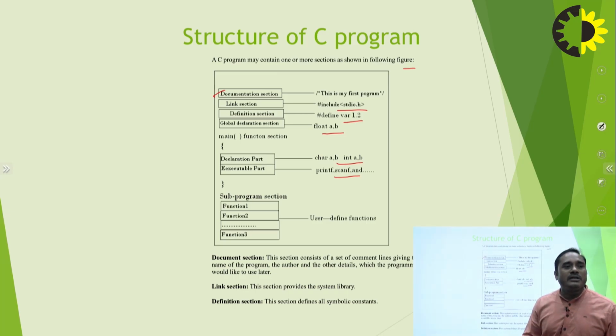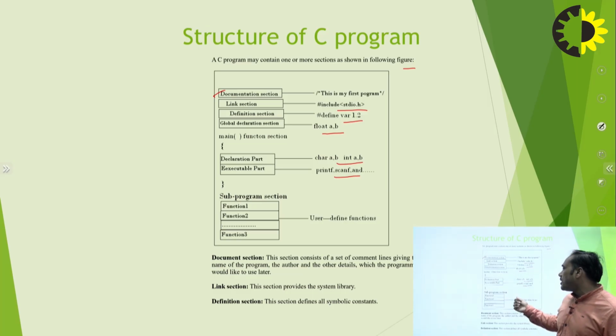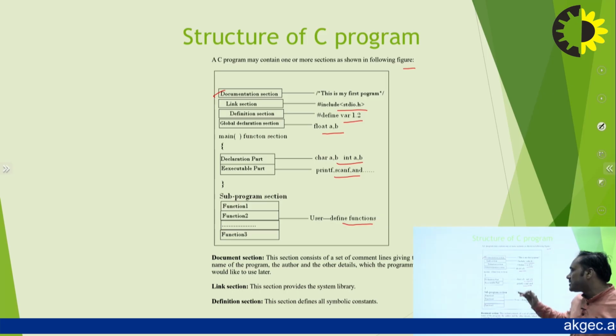Now the next point is any other part, that is called the subprogram section. If the program has a subprogram section, we write it below the main program. So the subprograms are function 1, function 2, function 3 and so on. These are the subprogram sections, which are user-defined sections, and can be defined by the user. So these are the basic structure of C, how you will start C.